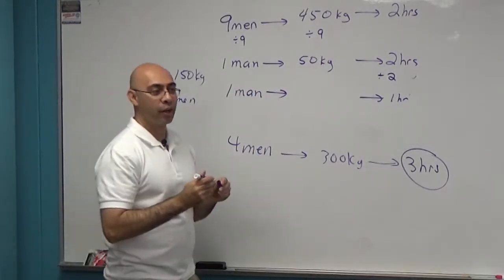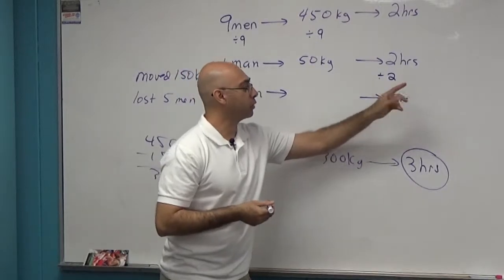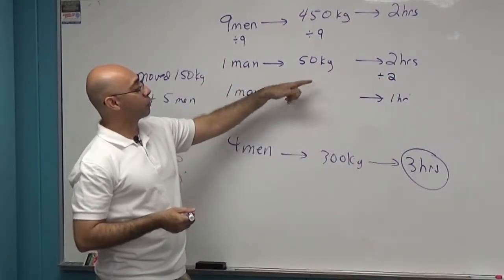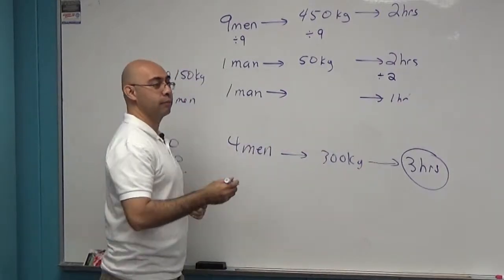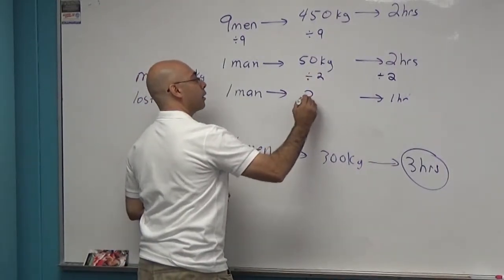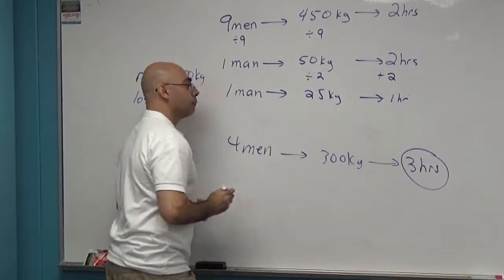I guess it really doesn't matter. I guess my question was, why did you do that? But that's fine. So what's 50? If you have one guy and it's going to take less time, he needs less weight, right? So you just divide by 2. So you got 25 kilograms.